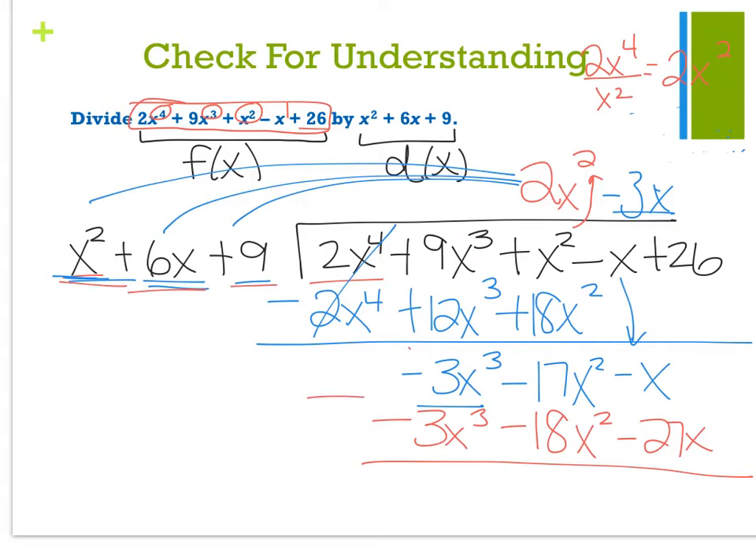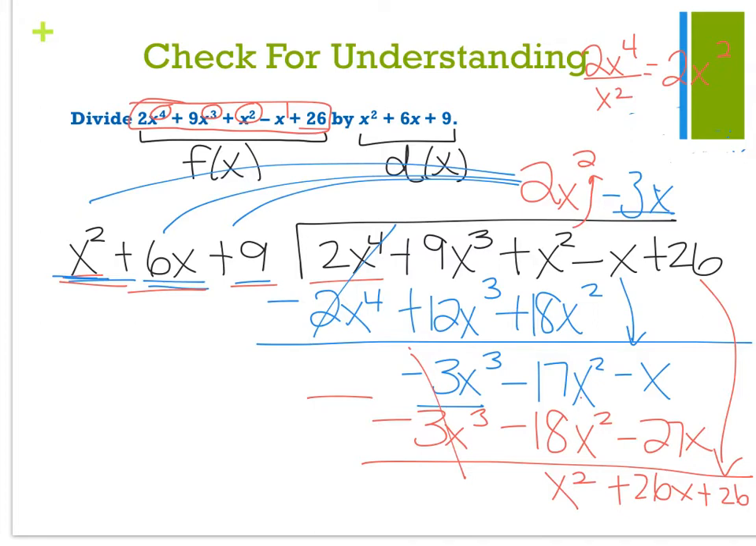Okay, again, I multiplied all of these terms in my divisor by negative 3x. So when I subtract these columns, the 3x cubes cancel. I'm left with x squared here. Negative 17x squared minus a negative 18x squared is x squared. Negative x minus a negative 27x is positive 26x. And I'm going to carry down the 26 at the end.